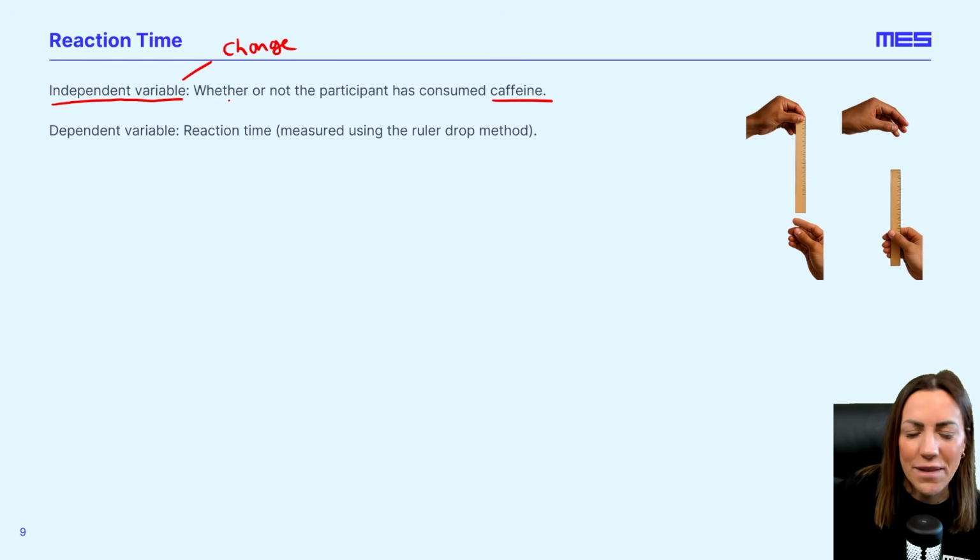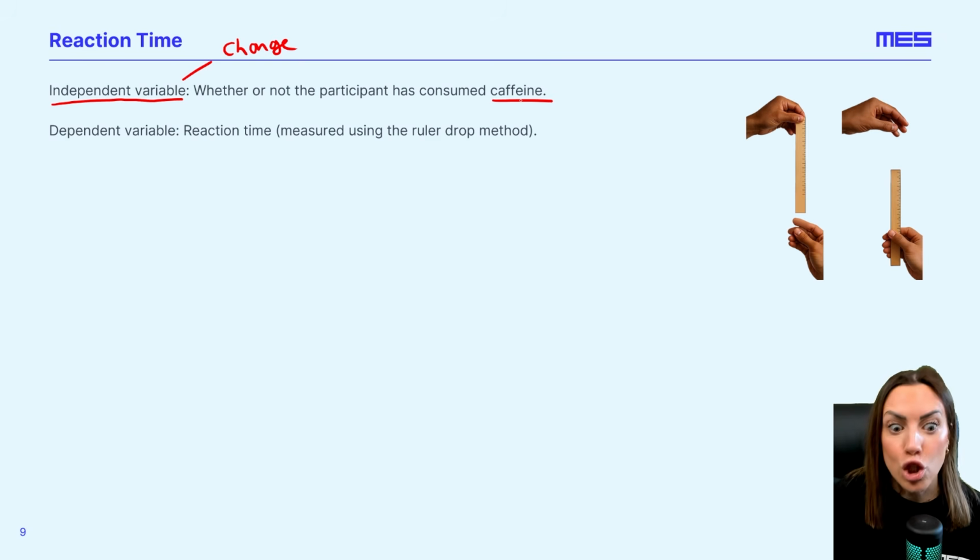So in an exam, if I was planning an investigation, I would make a point of saying my independent variable is whether or not the participant has consumed caffeine. So I would do this investigation before drinking caffeine and after drinking caffeine.